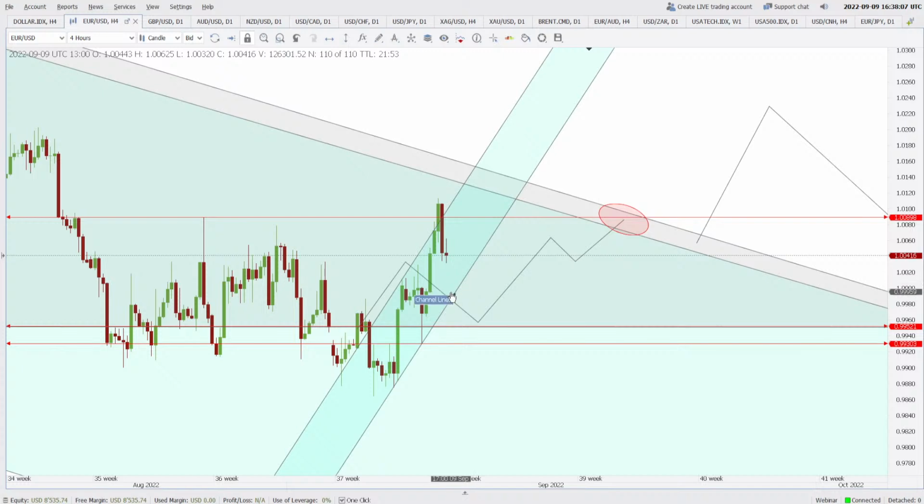If it finds some support here in the channel and breaks through it before that, well, then it's good for the euro.